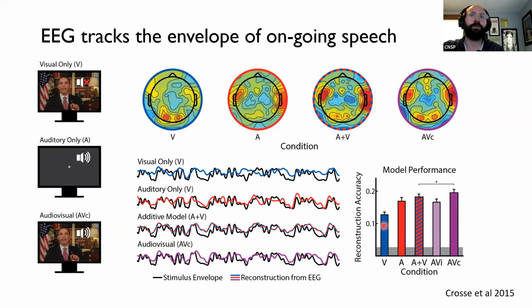So V is fit and evaluated to V, A is fit and evaluated to A. A plus V are fit on A and V and then tested on AV. So what we're doing here is trying to see if there's any unisensory things going on in the audio-visual condition. And then AV is fit and tested on audio-visual. So we've got an A plus V decoder that can't predict audio-visual data as well as an audio-visual decoder, indicating that there's some sort of nonlinear process going on in there that's only captured by the audio-visual decoder. And we take the improvement of this performance as evidence of audio-visual integration.